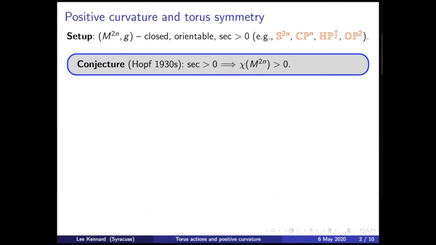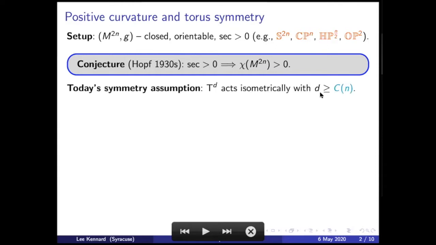For today, I want to focus on torus symmetry, and moreover focus on even dimensions and on this conjecture of Hopf that the Euler characteristic should be positive. By torus symmetry, I mean that the isometry group is large enough that its maximal torus, which we'll denote T^d, has rank that's big. This is a sense in which I mean big symmetry. So it's bigger than a constant, which depends only on the dimension. So n here is half the dimension.